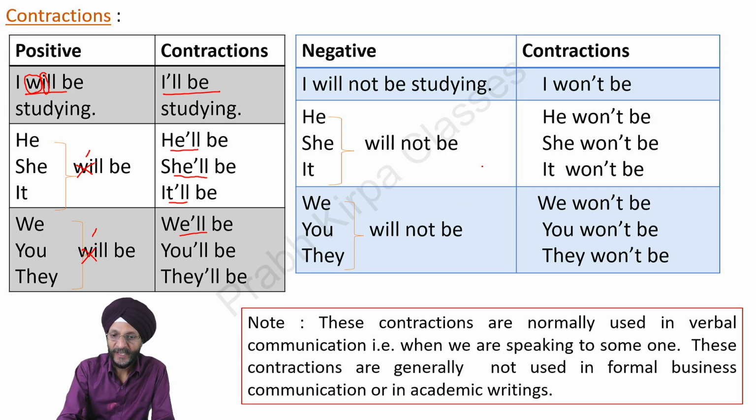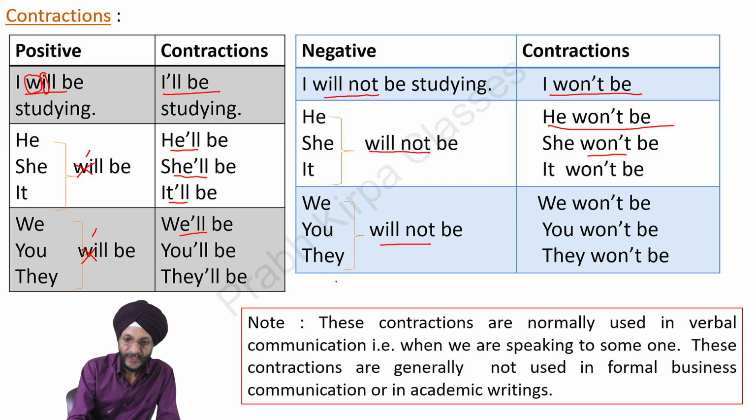In the case of negative sentence, will not becomes won't. Either we use it with he, she, it, we, you, they. In all cases, will not becomes won't. I won't be studying. I will not be studying becomes I won't be studying. He will not be studying becomes he won't be studying, and so on.